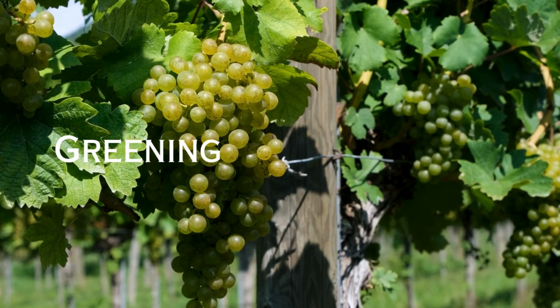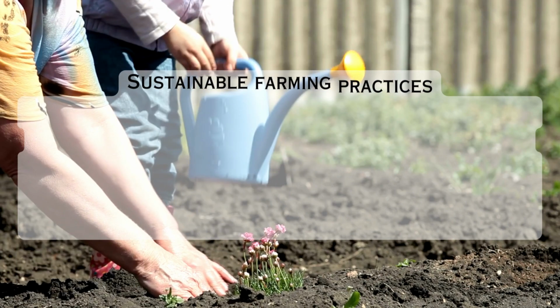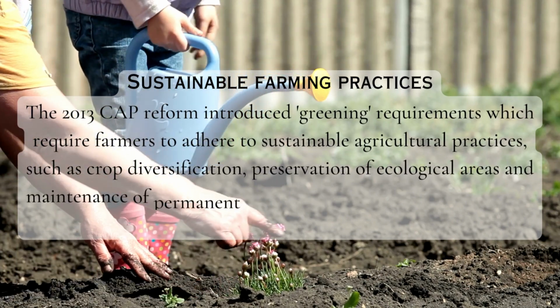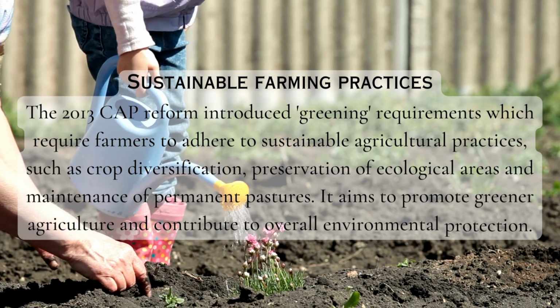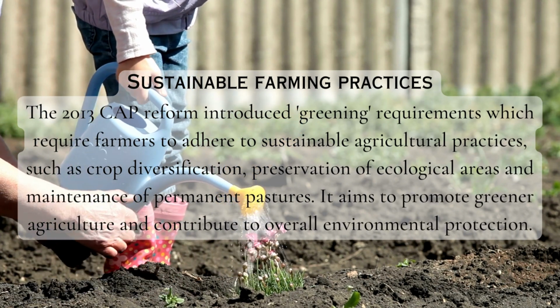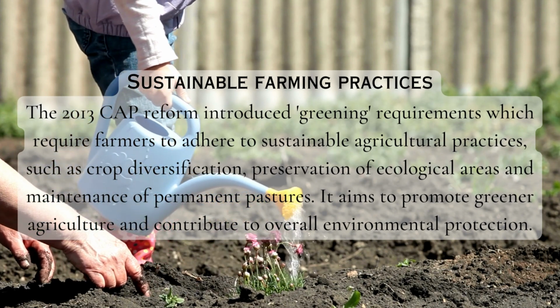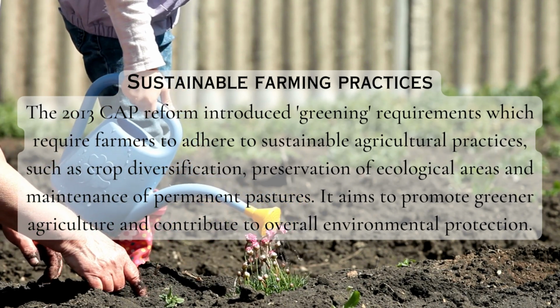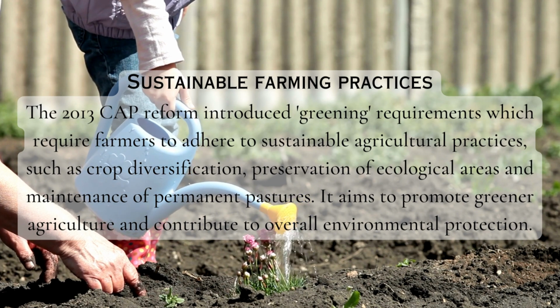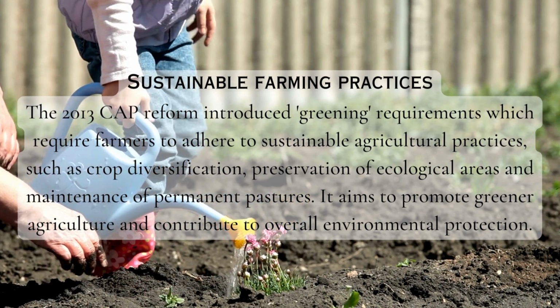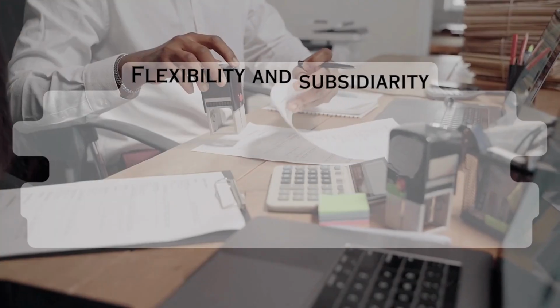Greening. Sustainable farming practices. The 2013 CAP reform introduced greening requirements which require farmers to adhere to sustainable agricultural practices, such as crop diversification, preservation of ecological areas, and maintenance of permanent pastures. It aims to promote greener agriculture and contribute to overall environmental protection.